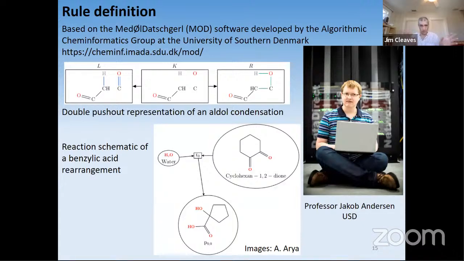And at the core of this workflow is the MØD software developed by Christoph Flamm, Jakob Andersen, and colleagues at the University of Southern Denmark. And again, how it works is these matrix representations of molecules are used to make generic reaction rules that allow you to anticipate how two molecules will react.